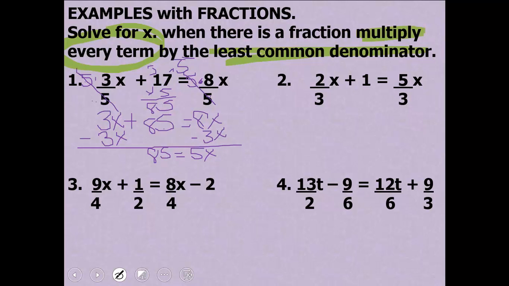Do I have a non-variable term on the same side with my letter? No, so I can skip step 3. And then step 4 says I need to undo the operation from the coefficient. So I need to undo this multiplication by 5, so I'm going to divide by 5. And I get x is equal to 17. And if you plug that in and check it, it will work.